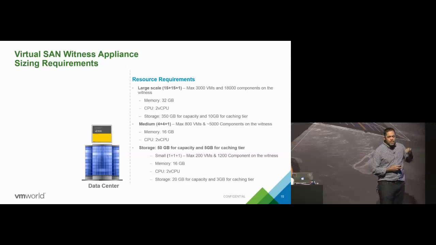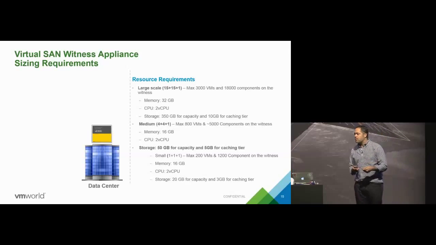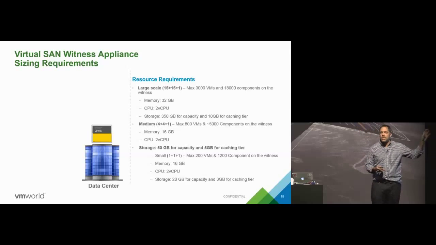Here are some examples of what you will need depending on the size of your deployment, and also on each site. So when you see here 15 plus 15 plus 1, it basically means 15 nodes per site, and the 1 is the witness, because you'll always need the witness, right? In this particular case, we're always going to be creating the 3 failure domains. So those are some of the minimum requirements that we have there.